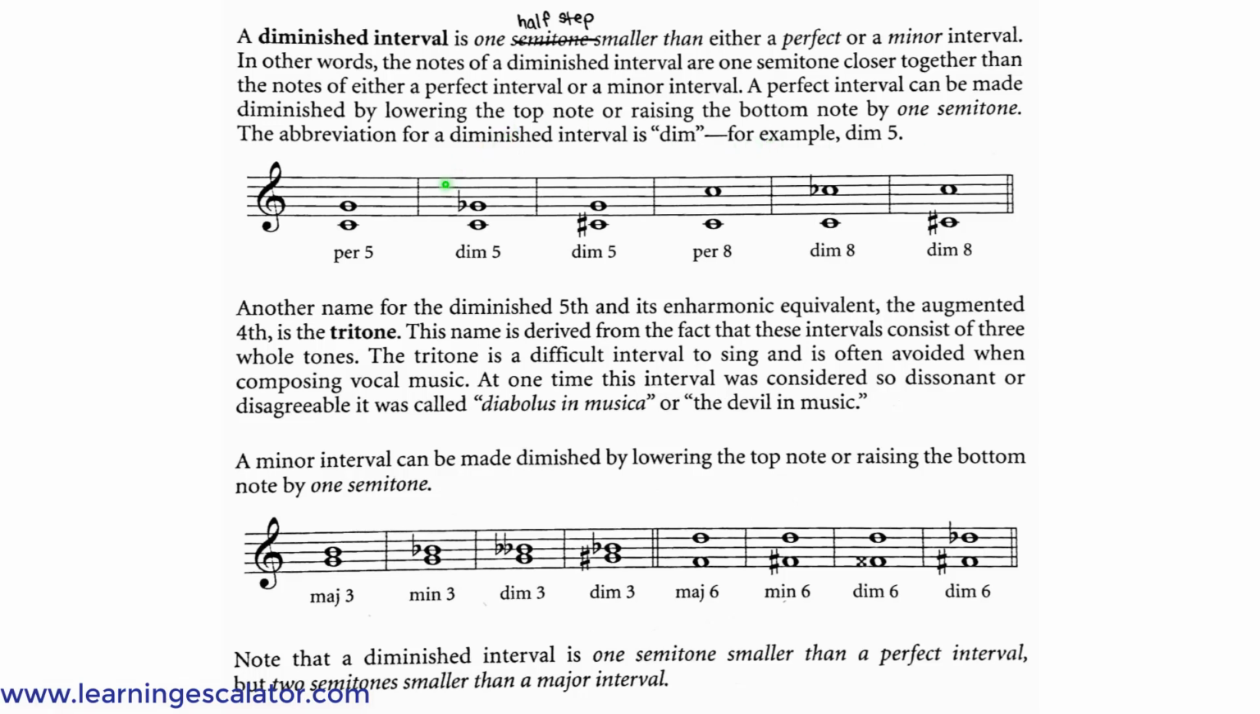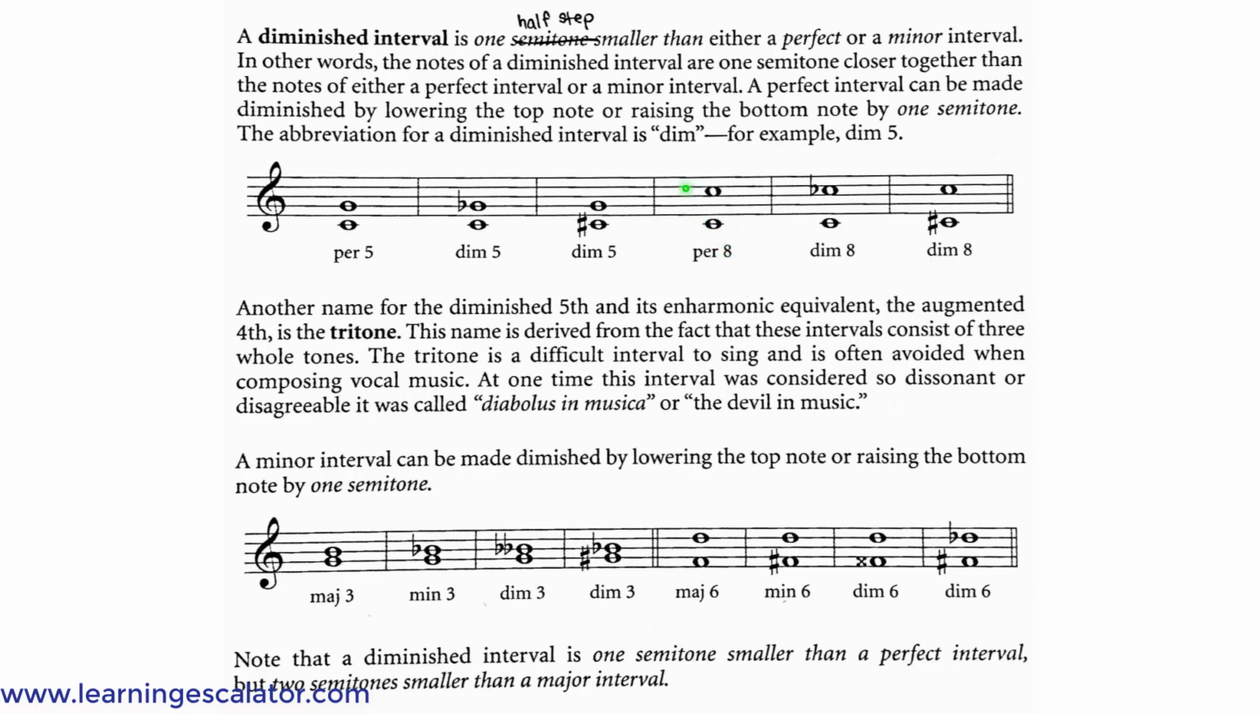So the diminished interval is like the opposite of an augmented interval. So this C to G is a perfect fifth. If you want it to be diminished, you could lower the top note, which is G, so it's C to G flat, or you could raise the bottom note, because raising the bottom note would also make the gap smaller, so it's C sharp to G.